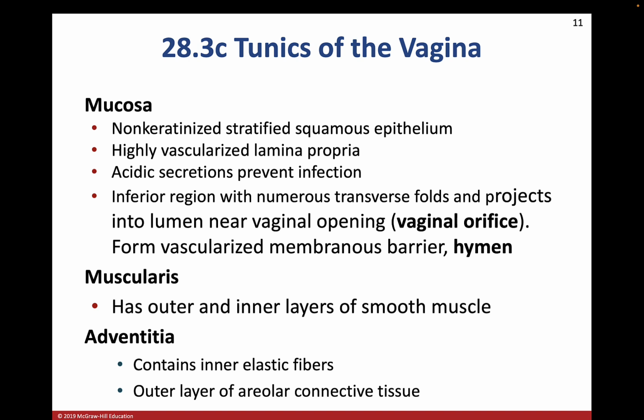The inferior region, with numerous transverse folds, projects into the lumen near the vaginal opening, or vaginal orifice, and forms a vascularized membranous barrier, the hymen. The muscularis has outer and inner layers of smooth muscle. And once again, the adventitia contains inner elastic fibers and is the outer layer of areolar connective tissue.